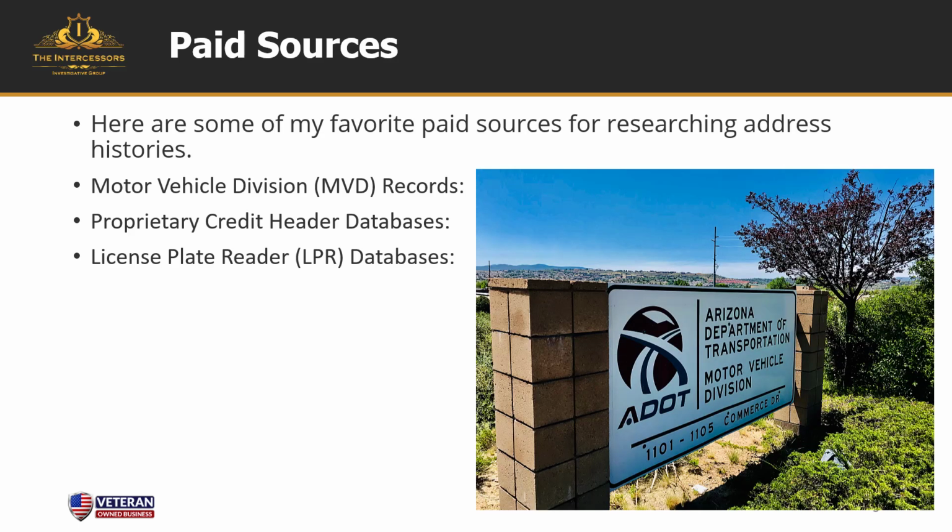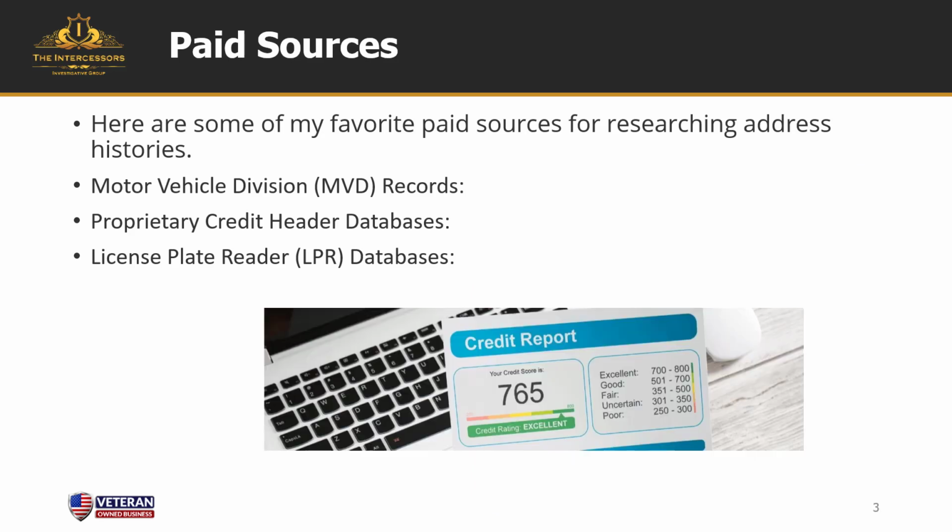First are motor vehicle division records. Without question, this is hands down my favorite paid source. Mileage will vary from state to state, but most MVD, or motor vehicle division, records, extended abstracts, list all the addresses, past and present, used by an individual in connection with his or her identification card and driver's license.